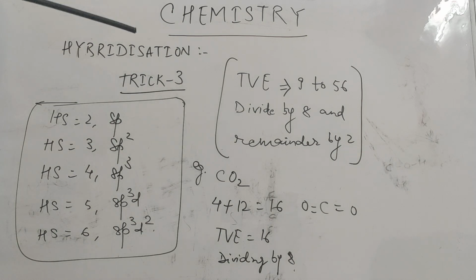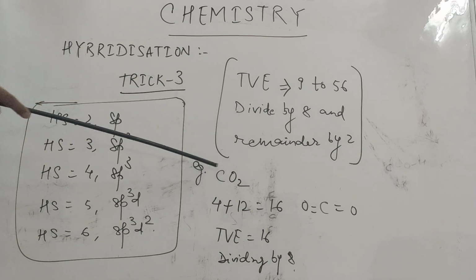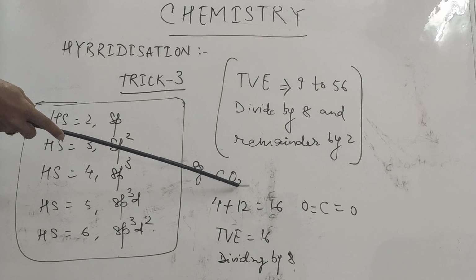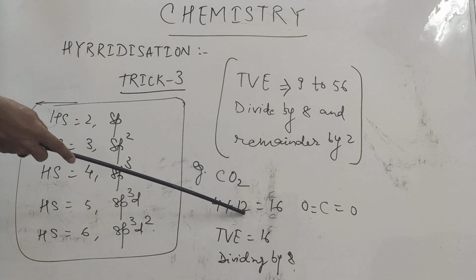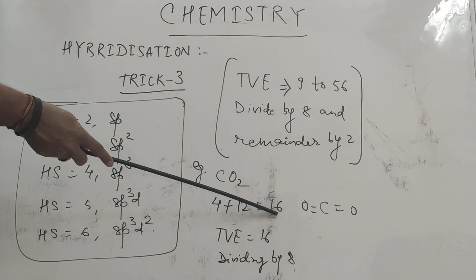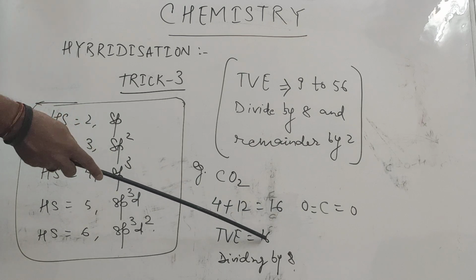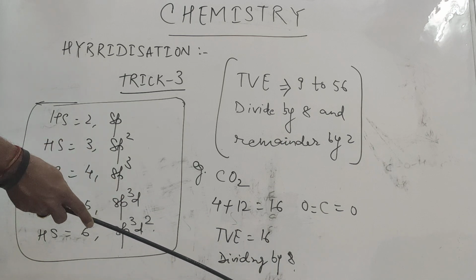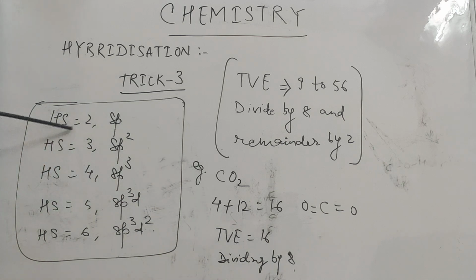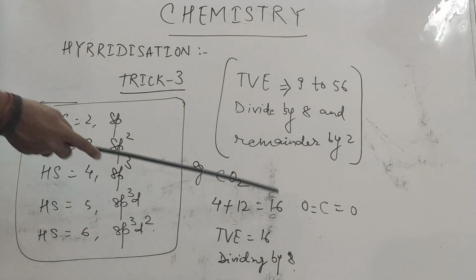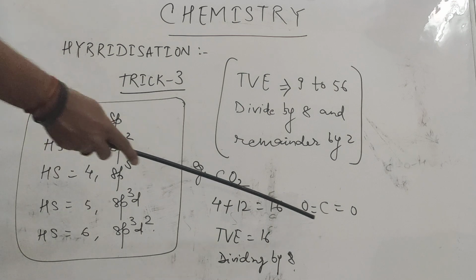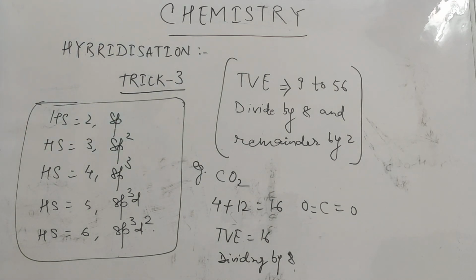So the first example we will see is the CO2 molecule. In the CO2 molecule, the valence electron of carbon is 4 and the valence electron of oxygen is 6. There are 2 oxygen atoms, so 6 twos are 12. So the total valence electron is 16. Now we have to divide this by 8. So 16 is exactly divided by 8 to get 2. So it falls in hybrid status 2, that means sp. So the hybridization of carbon in CO2 is sp and it is linear.